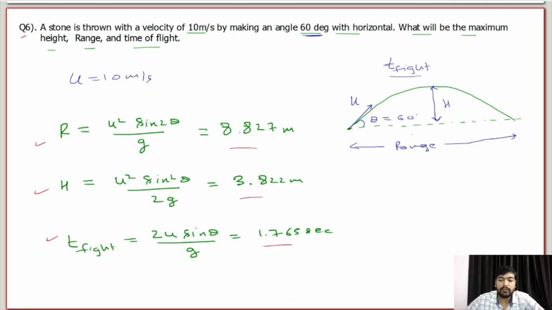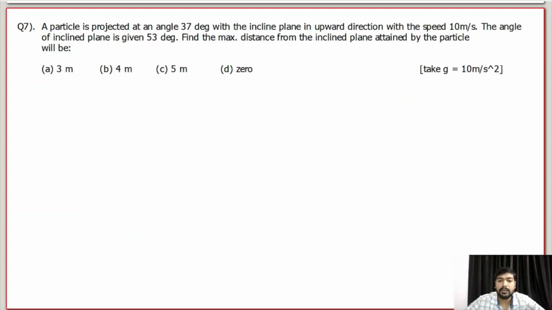So now let's move to our next question. So this is our next question. So let's read what the question says. A particle is projected at an angle 37 degree with the inclined plane in upward direction with the velocity 10 meter per second. The angle of inclined plane from which it is thrown is 53 degree. Then find the maximum distance from the inclined plane attained by the particle. I think it's a very easy question, but it's very interesting.